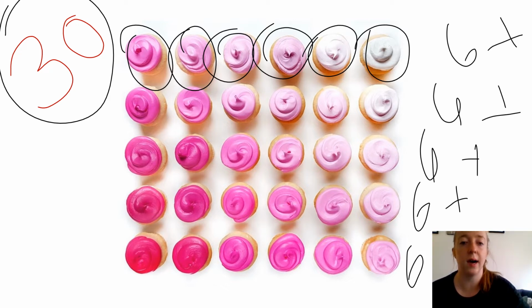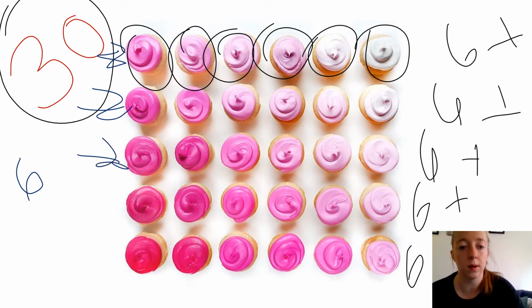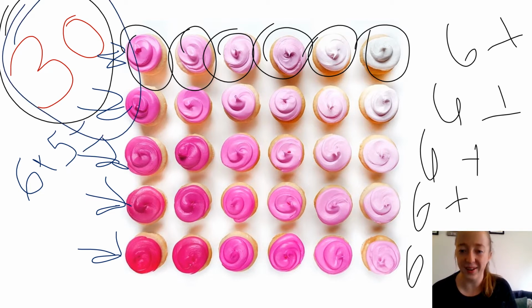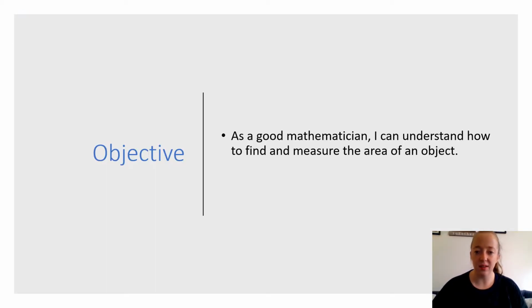Did anyone do a multiplication problem? Maybe you did. I noticed that there are 6 cupcakes on each row, and how many rows are there? 1, 2, 3, 4, 5. So maybe you did a multiplication equation and you wrote 6 times 5, because 6 times 5 is 30. Okay, so those are a couple of ways that you could have efficiently counted the number of cupcakes in the photo.